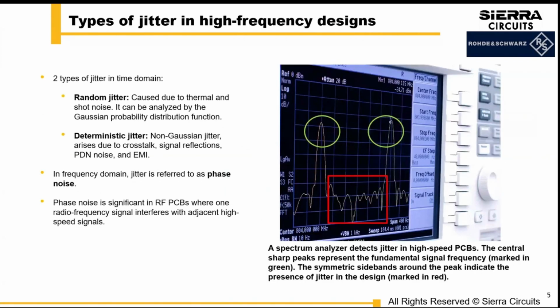So, the types of jitter in high frequency designs. Jitter in the time domain can be categorized into two types: random jitter and deterministic jitter. In the frequency domain, jitter is referred to as phase noise, and this is critical in high frequency applications like RF PCBs. Phase noise can cause interference between adjacent signals as well, both at the transmitter and receiver ends.